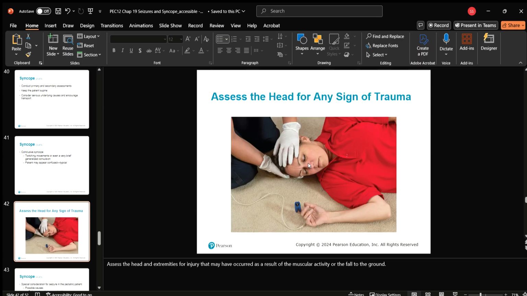Moving on. Assessing the head for any type of trauma, that's DCAP-BTLS. This is imperative. If you arrive on scene and they say so-and-so passed out, check their head for any signs of trauma.